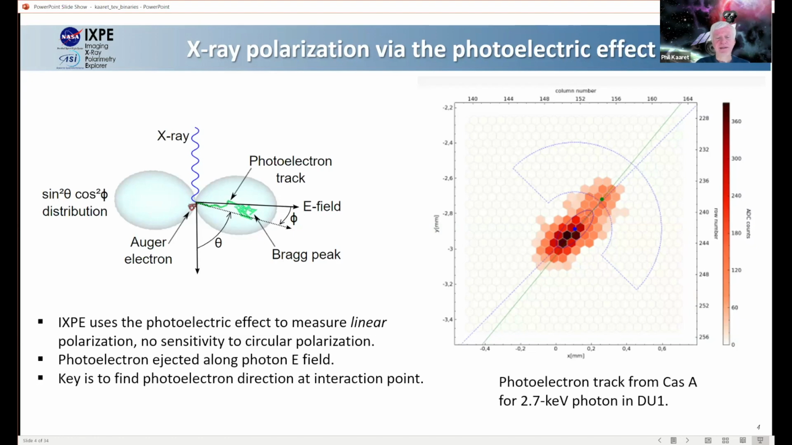Okay, so what makes this difficult is that the photoelectron doesn't follow a straight path. It actually does lots of scattering in the gas, and it actually deposits more of its energy at the end of the track, where the photoelectron is losing energy, than at the beginning of the track where it had the maximum energy. And so the color in that figure is actually proportional to the amount of charge deposited in each of our hexagonal pixels. And you can see the green spot is actually where we think the X-ray interacted. And then the photoelectron actually moves away from the green spot and deposits most of its energy at the end of the track. And what we have to do is reconstruct that initial direction, which is shown by that green line. Okay.